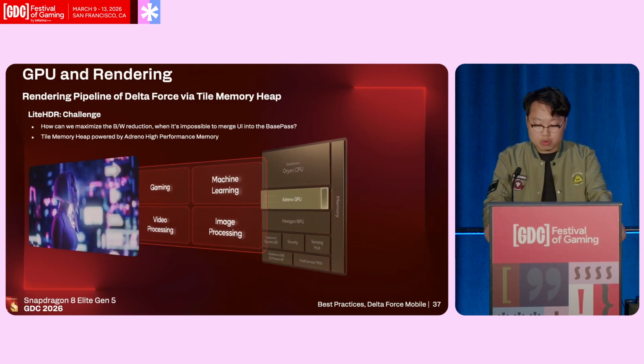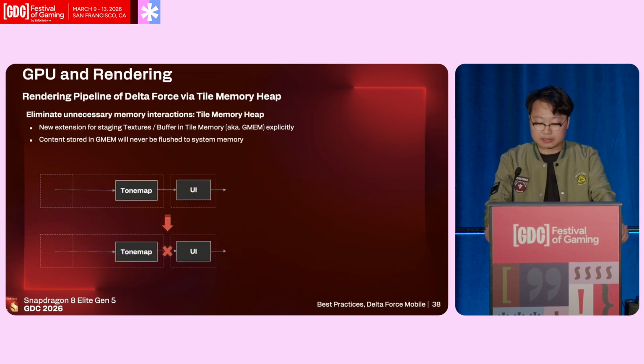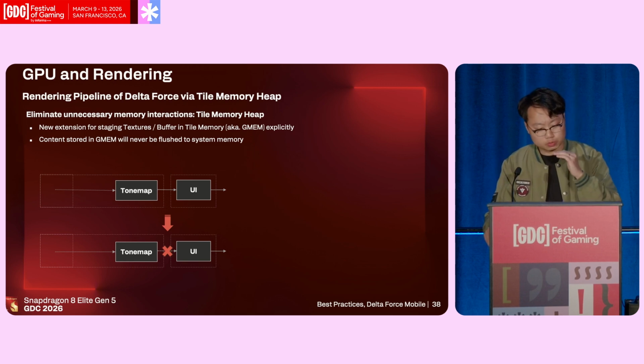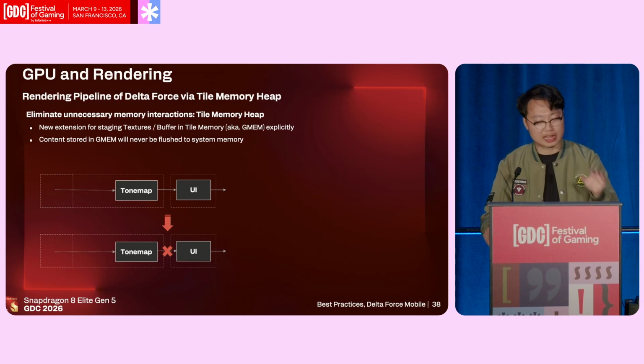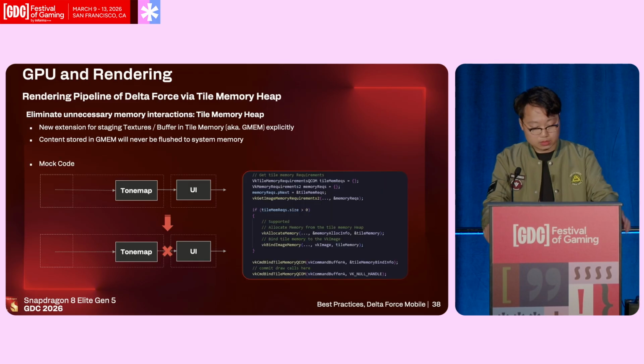Well, Qualcomm's Snapdragon 8 Gen 5 brought us a breakthrough solution, tile memory heap. Tile memory heap provides a set of APIs that solve the last mile problem. These APIs allow us to place textures and buffers directly in tile memory, so we no longer need to write the scene to system memory and read it back. Here is the pseudocode. As you can see, it's just a few lines. It's very easy to implement.